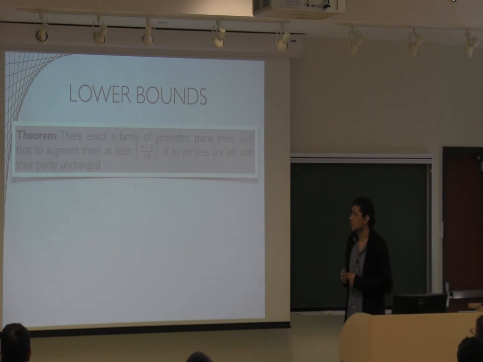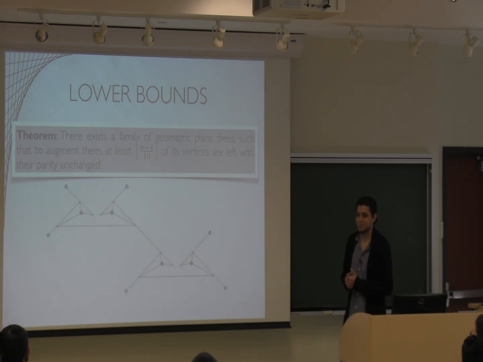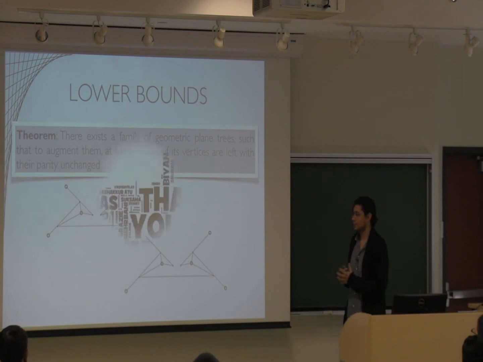And the next bound is because geometric plane trees cannot always be augmented. And this is the example. We have the vertices B1 and B2, and you can see that if we put this edge to augment the vertex B1, we cannot put the other edge without crossing, and well, that's it. Just making a copies and putting that, we have n minus 1 over 10 of its vertices left with their parity unchanged. And thank you.